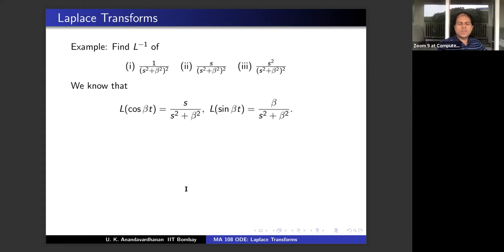So here, what strikes you is, you know, your intuition has to build. What strikes you here is s square plus beta square. That is what you know. With that, you know two things. You know s by s square plus beta square is cos beta t, and beta by s square plus beta square is sin beta t, and therefore you can apply that thing.